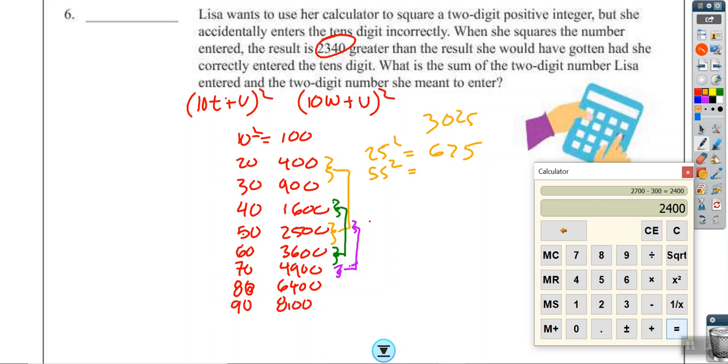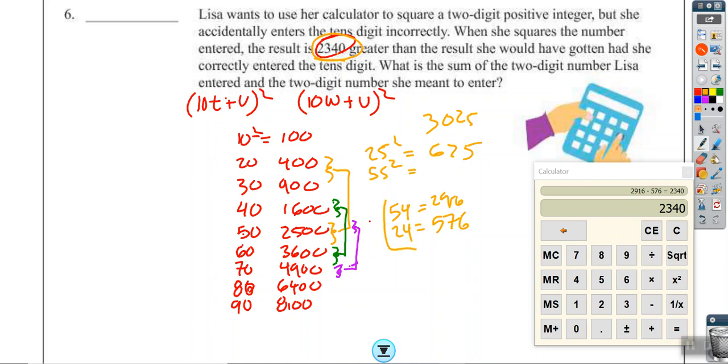So that's 2400. Now 2400 is really, really close to this, so I'm going to go down by 1. I'm going to go 54 and 24. Let's see what we get. So 24 squared is 576. 54 squared is 2916. I'm going to subtract out the 576, and I get that.